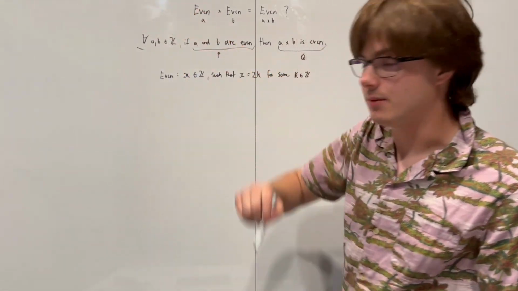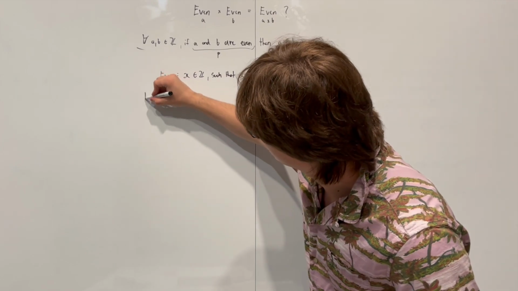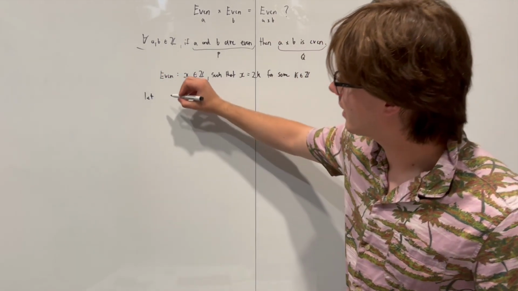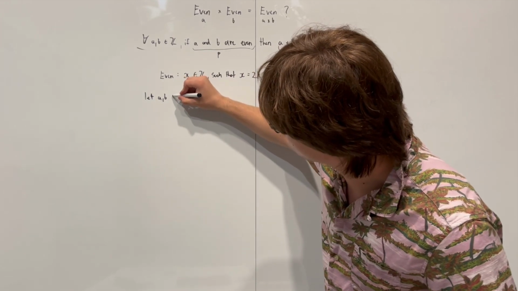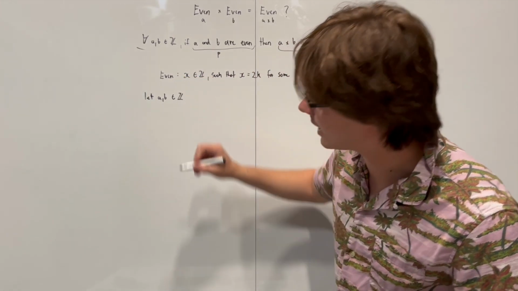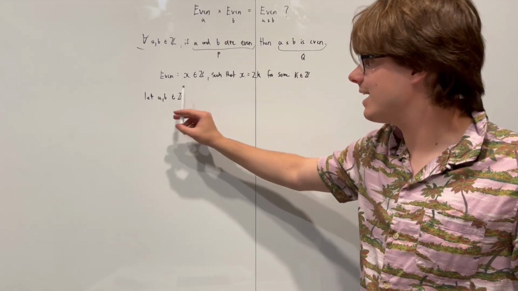This is a for all statement, which means it's a let, right? That's how we start a for all statement. So let, and then we're going to suppose p. Let a, b be integers. I like notation. People sometimes like to write them out explicitly: let a and b be integers.